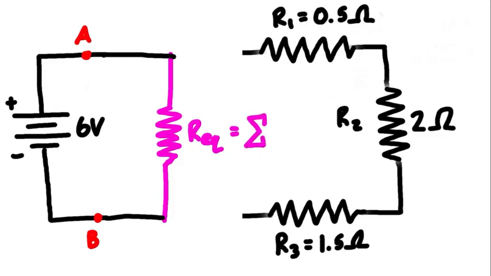So we have this. The equivalent resistance is just the sum of all of the individual resistances. In this case, that is equal to R1 plus R2 plus R3. We have these numbers, so let's fill them in: 0.5 plus 2 ohms plus 1.5 ohms. That means our equivalent resistance is just 4 ohms.